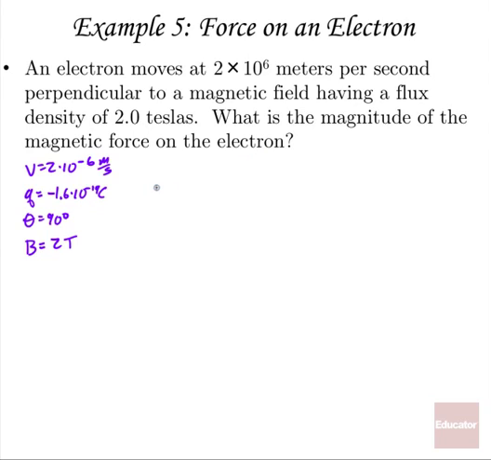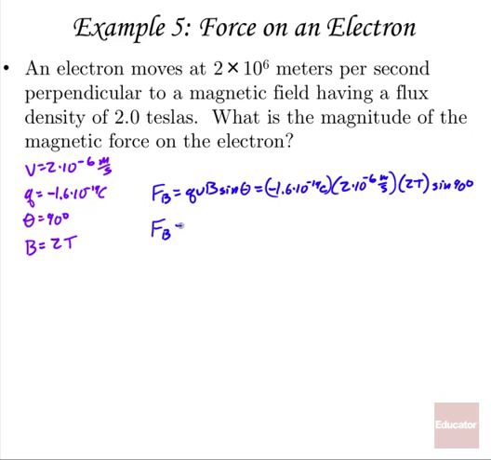Well, the magnetic force, F sub B, equals QVB sine theta, which is going to be Q, negative 1.6 times 10 to the minus 19 coulombs. Our velocity, 2 times 10 to the 6th meters per second. Our magnetic field strength, 2 Tesla, times the sine of 90 degrees. Put all that in my calculator and I find the magnetic force is 6.4 times 10 to the minus 13 newtons.